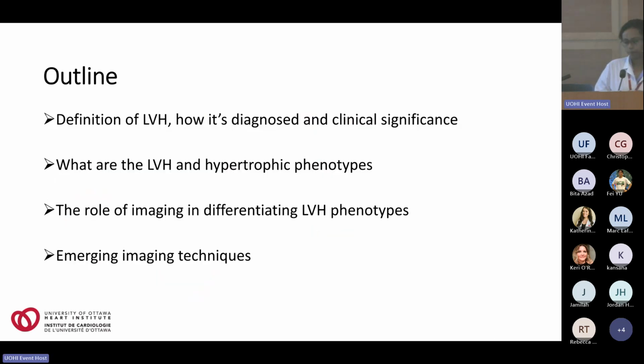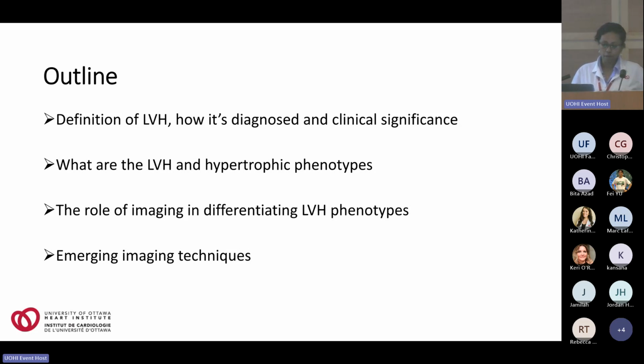Okay, there. Yeah. So this is a vast topic to cover, but as a cardiac imaging fellow, most of the focus will be on how imaging helps us in discriminating between these different phenotypes.